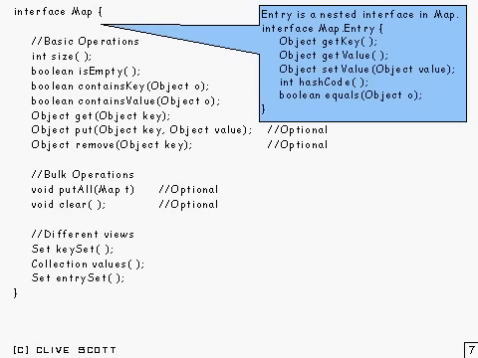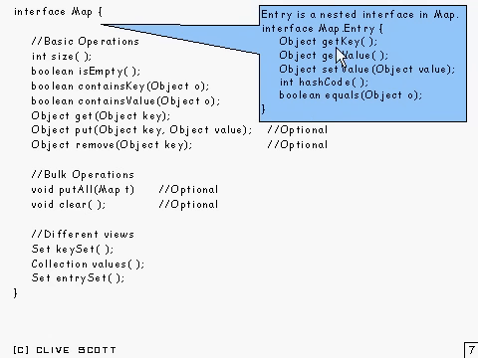Here's the interface for map, and a map consists of a number of things called entries, and each entry is a key and a value basically. And inside of map is a nested interface called entry. So of course its full name is map.entry, and this is what it looks like here.